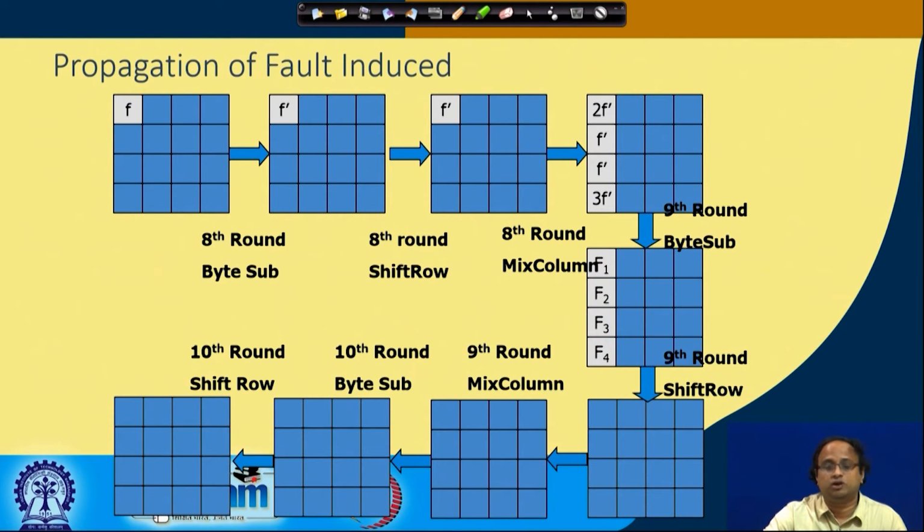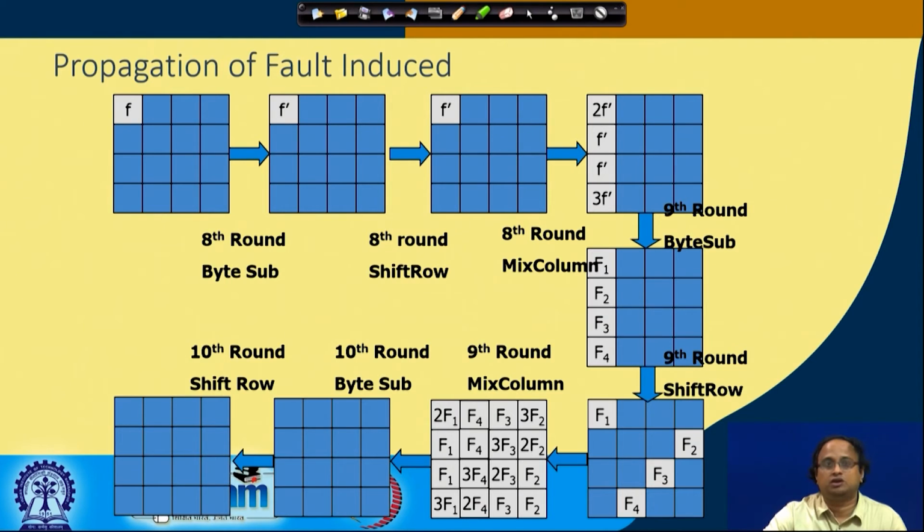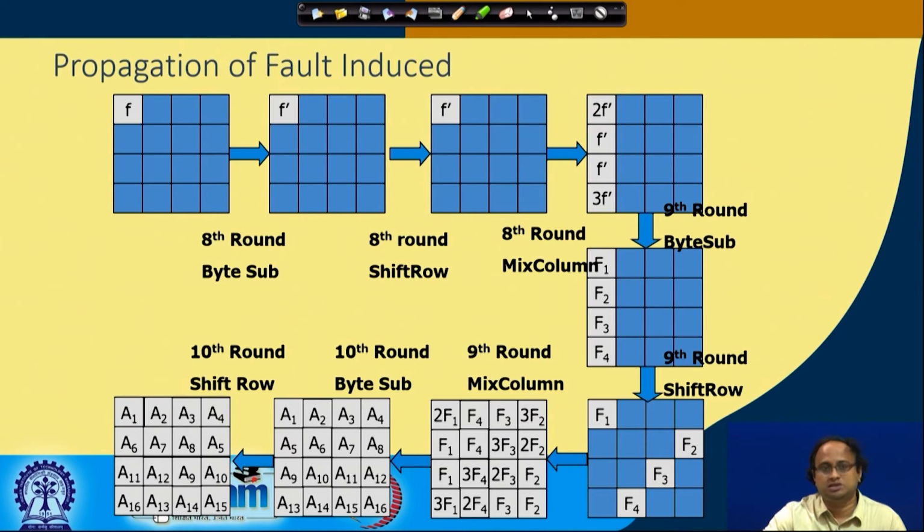Then you get further F1, F2, F3, F4, and now you come to the 9th round shift rows, and therefore this spreads in this way. You have F1, F2, F3, F4, and then when you do the mixed columns you get all these equations. So if you target this, then you get all the key values, or you should at least get equations concerning all the 4 key quartets of AES 128. Therefore, with a single fault, you should be able to get the entire AES 128 key.